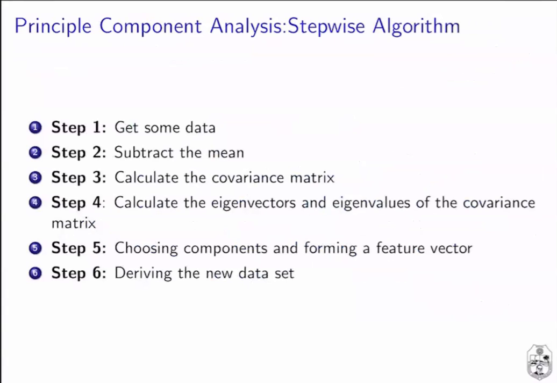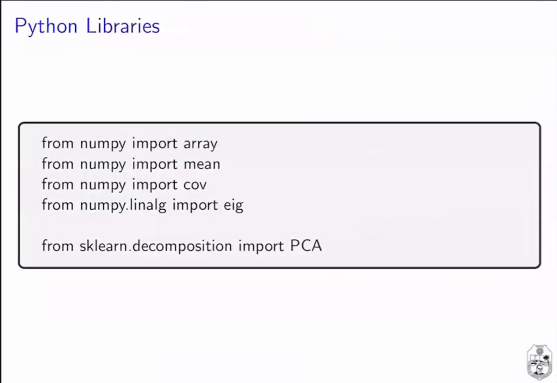Now, the method to calculate the principal components is like this. First, get some data, then subtract the mean from each and every data observation or data point, calculate the covariance matrix, calculate the eigenvectors and the eigenvalues of the covariance matrix, choose the components and form a feature vector, and derive the new data set. So we will see how it works.